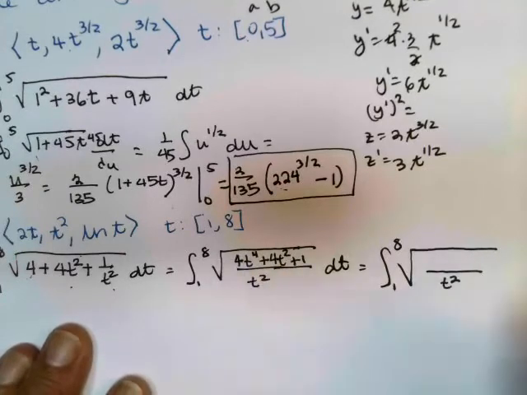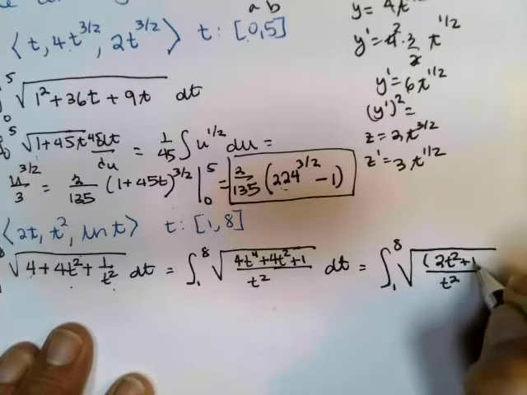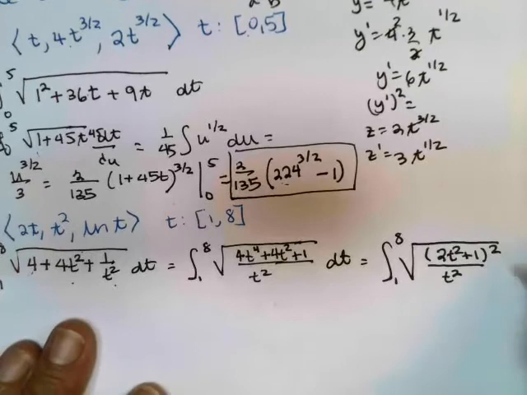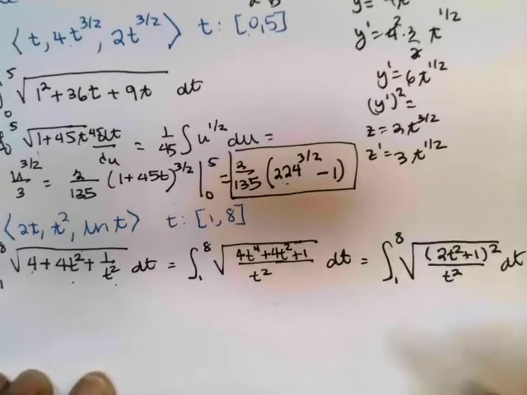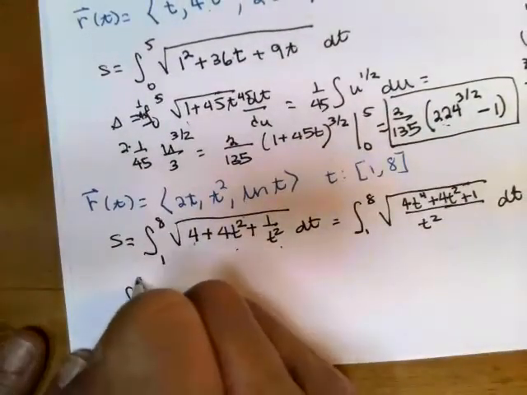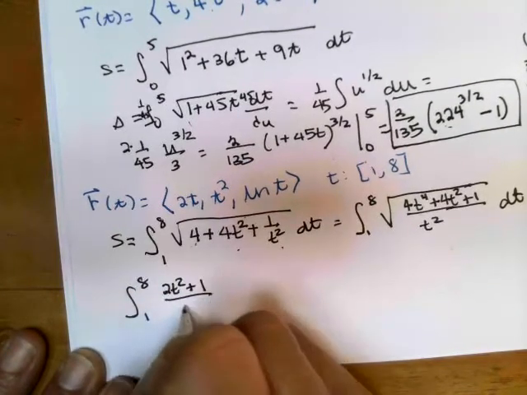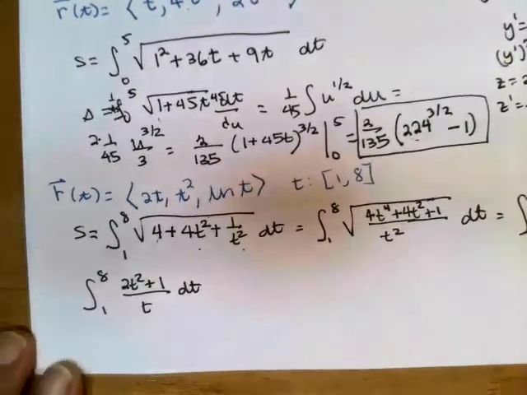That's a perfect square trinomial, which is nice. So that'll be 2t squared plus 1, quantity squared. Now I have everybody under my radical. Thank you, dt. It is a perfect square, something squared divided by something squared. That means I can square root it, so I will. Back over here. 1 to 8. So now I have 2t squared plus 1 over t. The radical's gone because I did that operation.